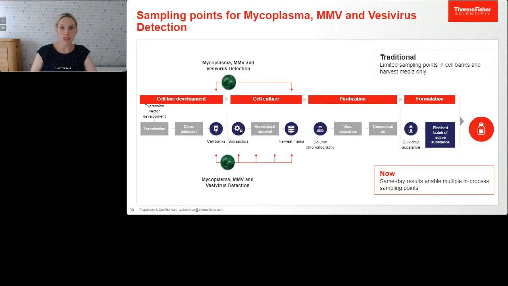Traditional testing points for all three of these assays are at the cell bank stage, at the start of upstream, and then again at the harvest stage prior to moving into downstream purification. But with the implementation of rapid PCR methods, we can now run in-process testing at all stages of your cell culture expansion. So this means that with same-day results, you could detect a possible contamination as soon as it's happened. It enables you to act quickly to minimize the spread of that contamination and stop further wasted raw materials and product from being produced, so thus saving time and money.